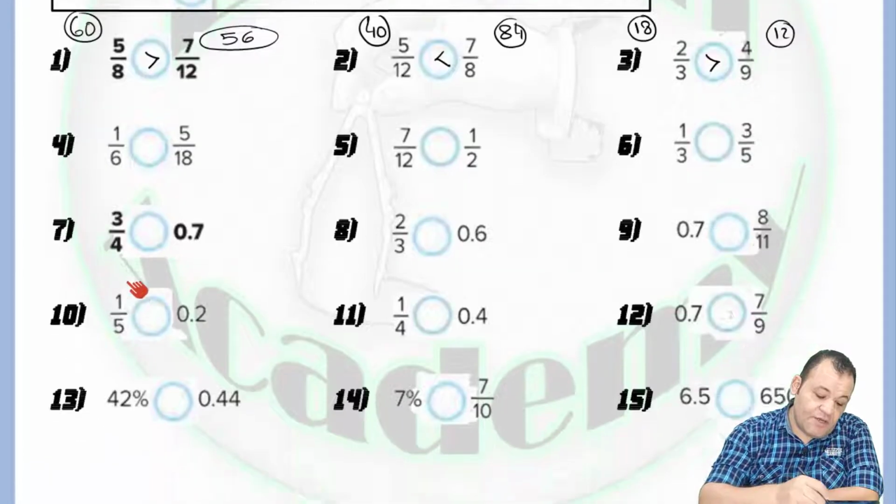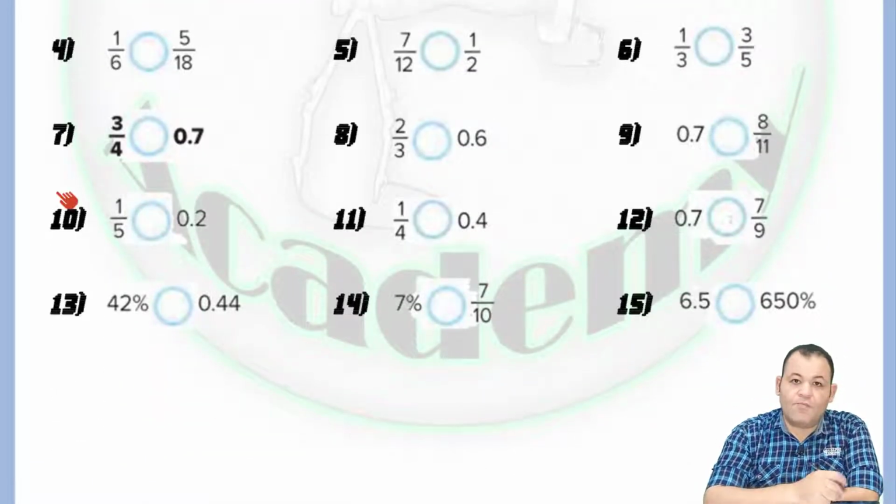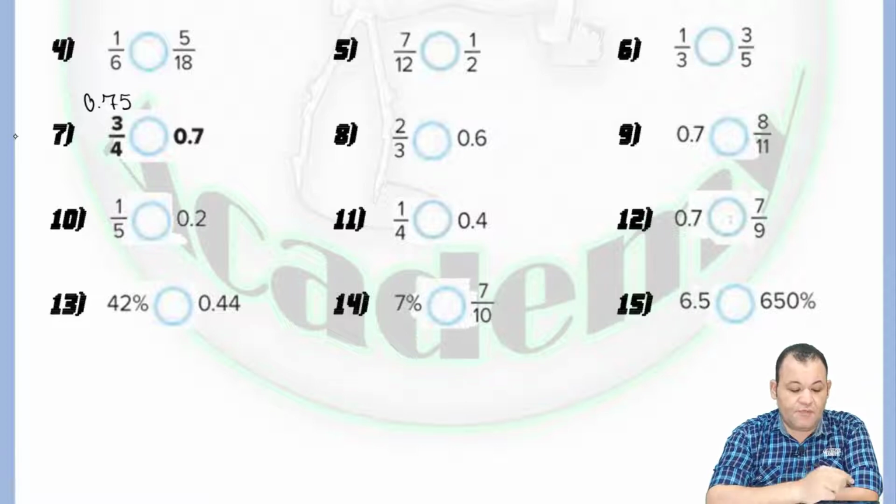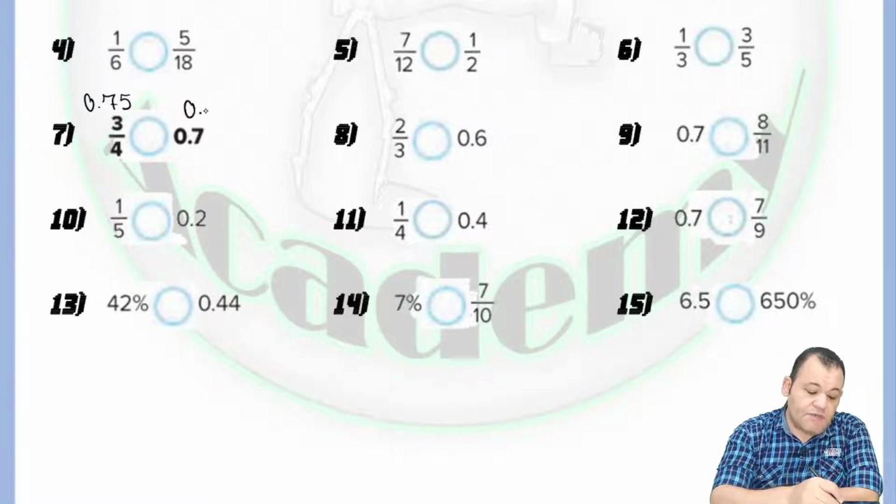What if we have here a decimal and a fraction? You can't compare, because the two numbers are different. You need to make both of them fractions or both of them decimals. As we know that 3 over 4 is equal to 0.75. Now for the first one, it will be 0.75. And the second one is 0.7.